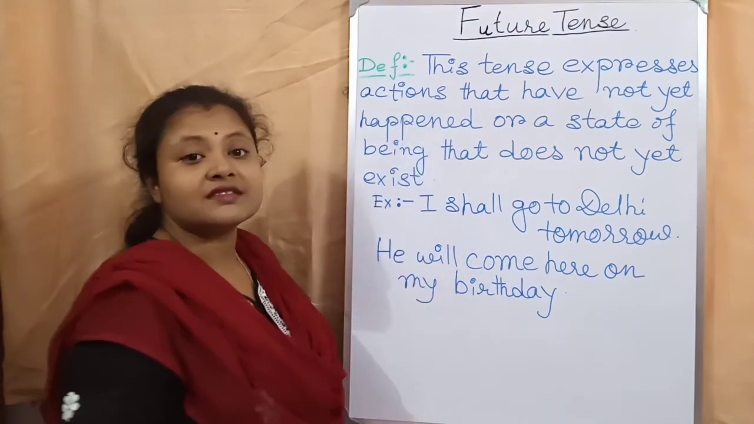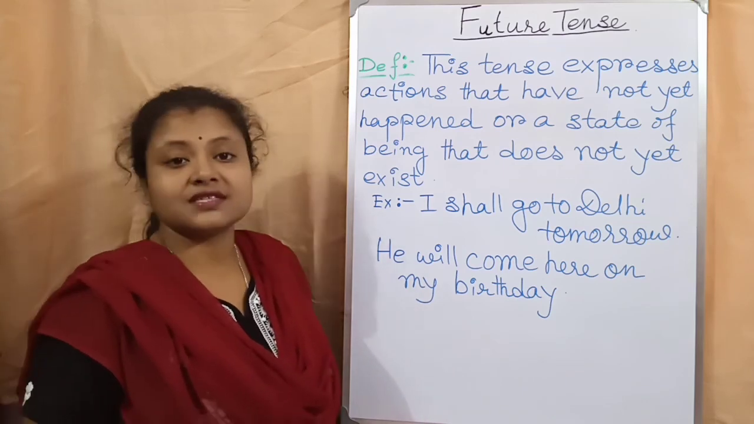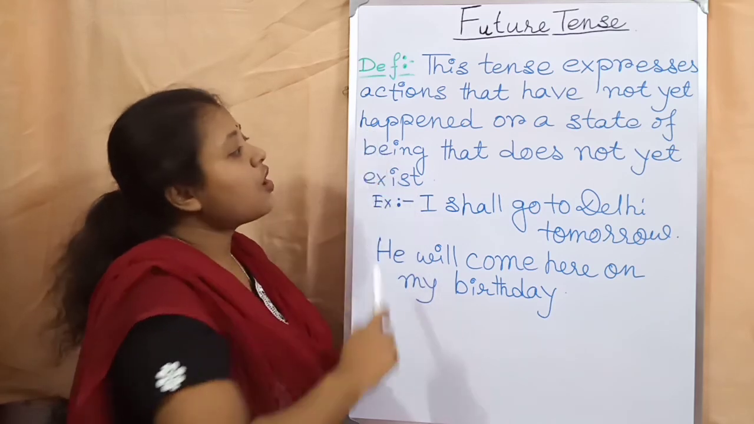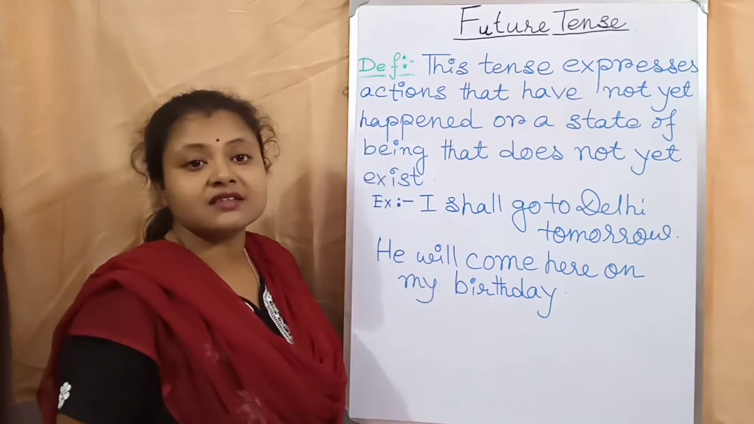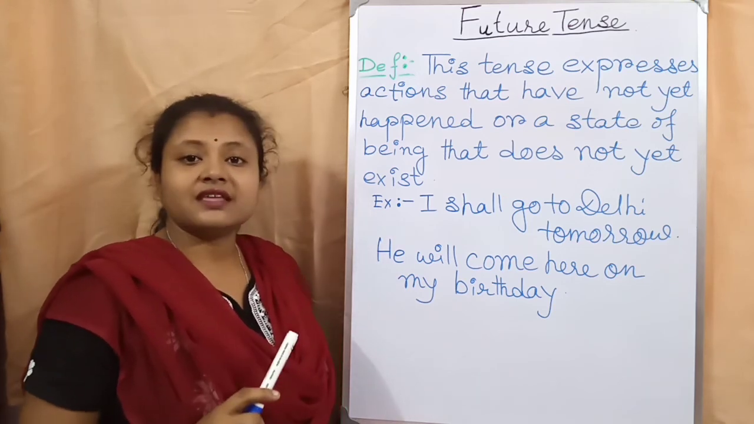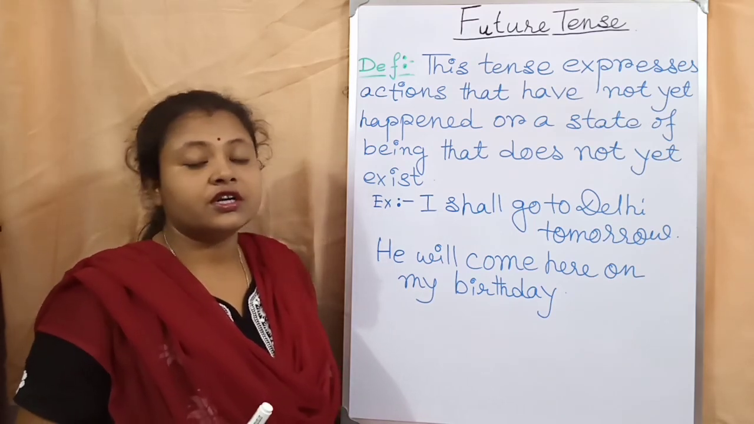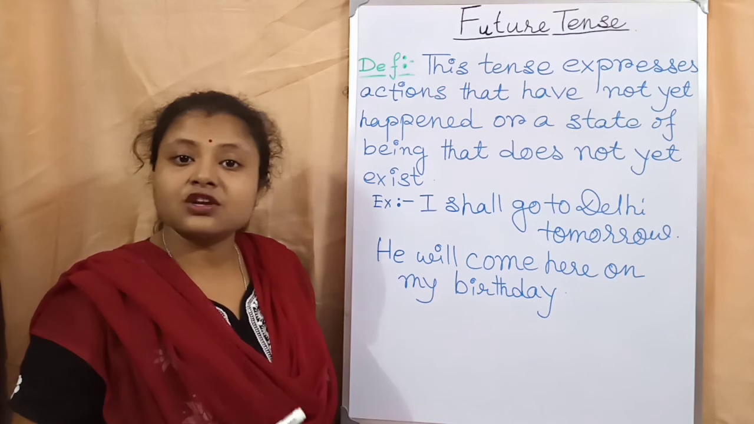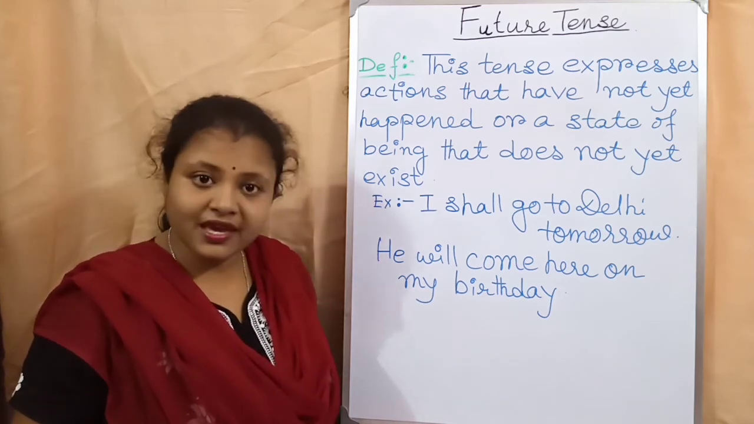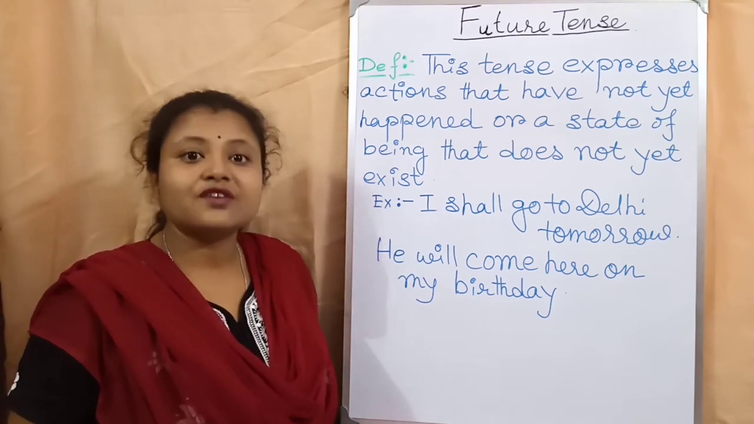So future tense. What is future tense? Future tense expresses actions that have not happened or a state of being that doesn't yet exist. Okay? That means this tense refers to an action that will occur in future, that has not happened yet, that will happen in future. Okay? So in these sentences, we use future tense.